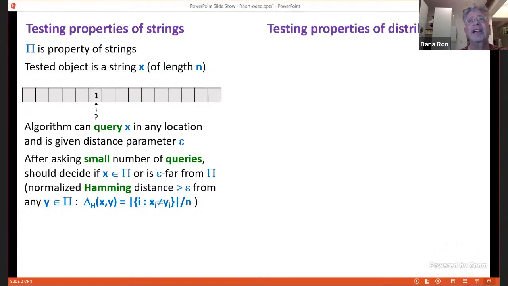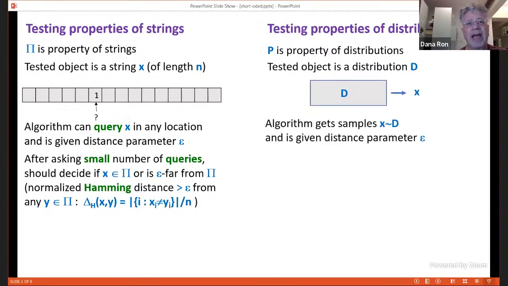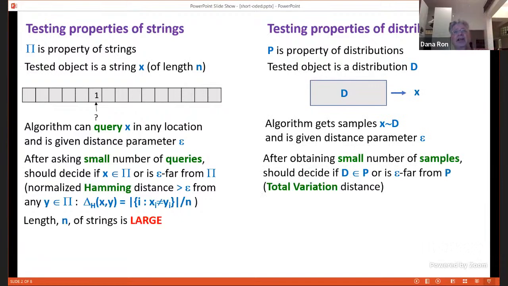There is also a standard distribution testing model, which is vastly different. Here the objects are actually distributions, and the property is a set of distributions, and the access is that you get samples from the distribution. You obtain a small number of samples, and the question is then what verdict you make, and what is the distance measure. The distance measure in this case is the total variation distance between distributions. So this is a standard thing.